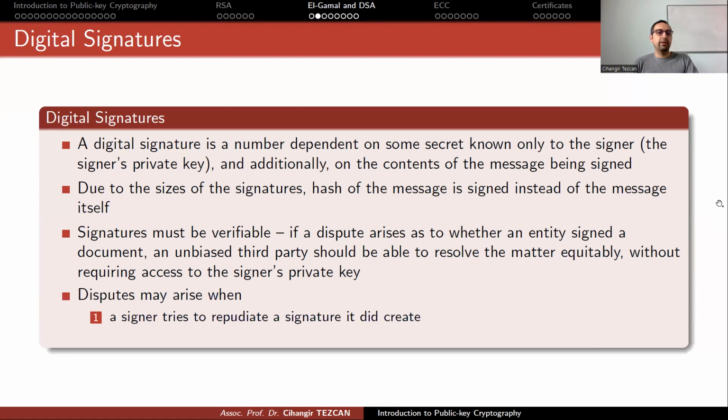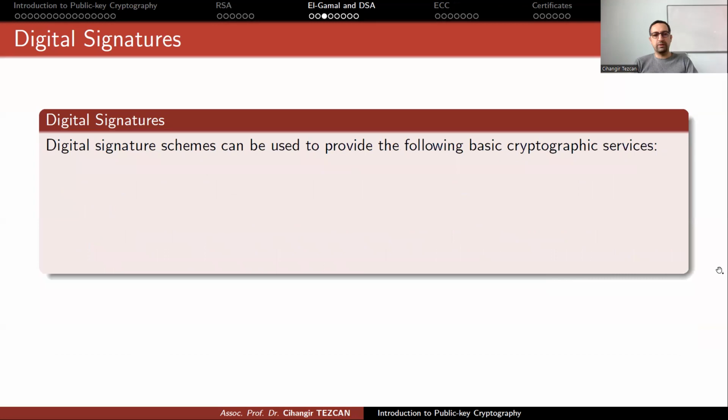Disputes may arise when a signer tries to repudiate a signature it did create. So for instance, you sign the transfer of some cryptocurrency, then you deny it. But since the signature is correct, you cannot repudiate it. Another dispute may arise when a forger makes a fraudulent claim. So you didn't sign it, but somebody has some kind of power so that they can forge fake signatures for you. So your algorithm should be secure enough to avoid forgeries.